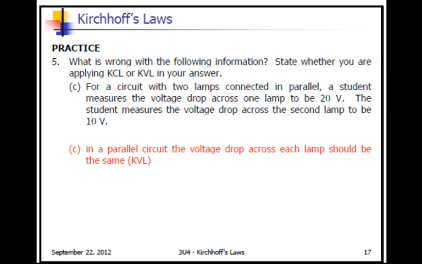For a circuit with 2 lamps connected in parallel, a student measures the voltage drop across one lamp to be 20 volts, and the student measures the voltage across the second lamp to be 10 volts. Well, if this is a parallel connected circuit, the voltage drop across each load in each branch would have to be the same. So it's either each branch is getting 20 volts or each branch is getting 10 volts.